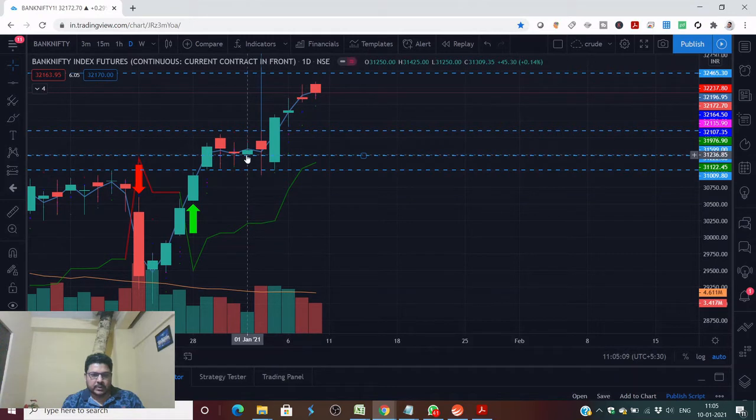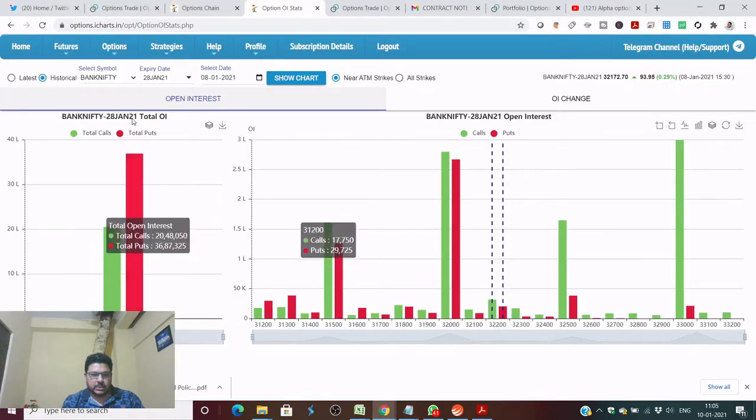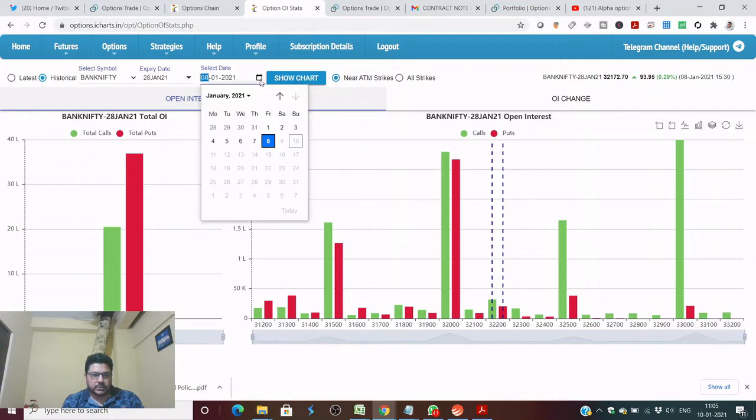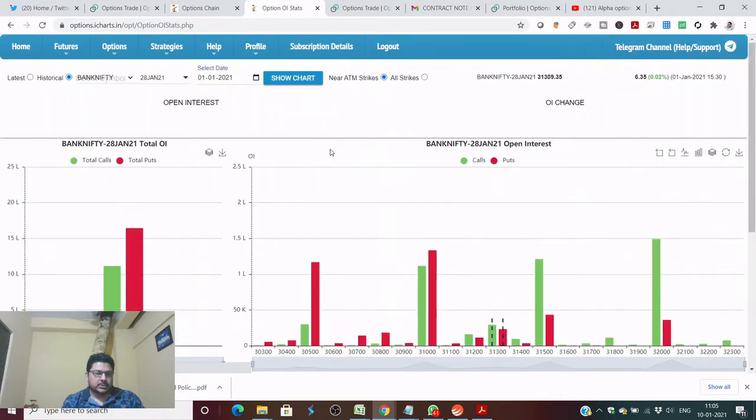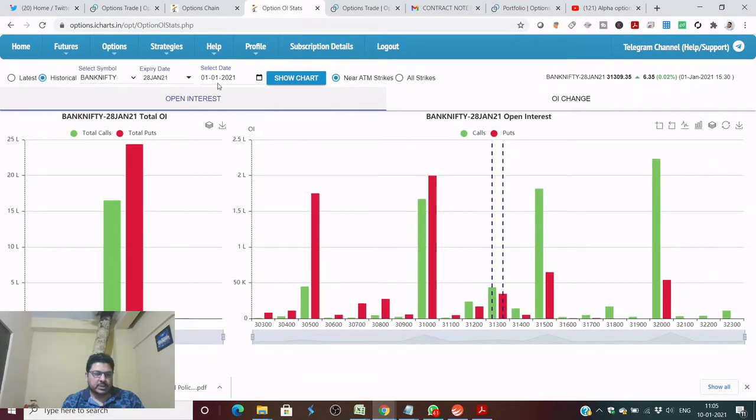Let's see what the open interest was from 1st of Jan for us to decode the market. Here I have selected Bank Nifty 28th Jan expiry, which is a monthly expiry, and let's choose 1st Jan, which was a Friday. When I click on historical 28th Jan 1st, this data is available on most sites, but this data is important for us.